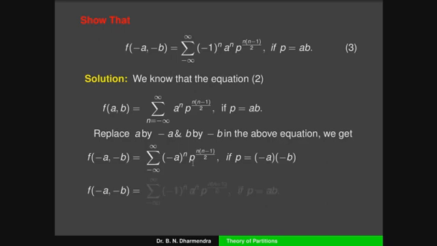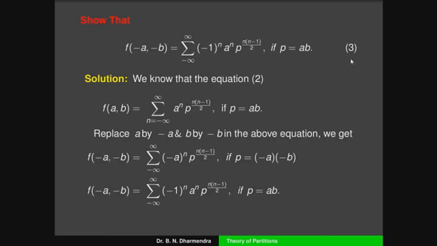So therefore f of minus a comma minus b is equal to summation n running from minus infinity to plus infinity, minus 1 to the power of n into a to the power of n. We can split this as minus 1 to the power of n into a to the power of n into p to the power of n into n minus 1 by 2, if p is equal to a into b. So we can remember this result also. We can call this equation 3.